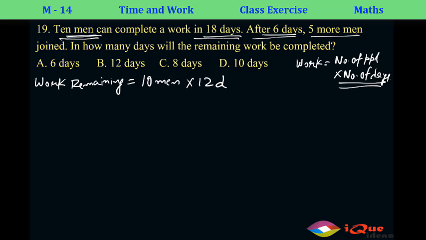Now after 6 days, 5 more men joined. Now if 5 more men joined, already there were 10 men. So now there are 15 men. The question is saying, in how many days will the remaining work be completed?